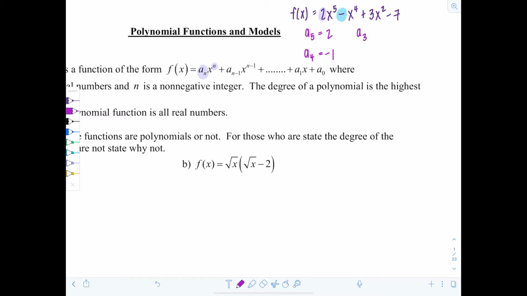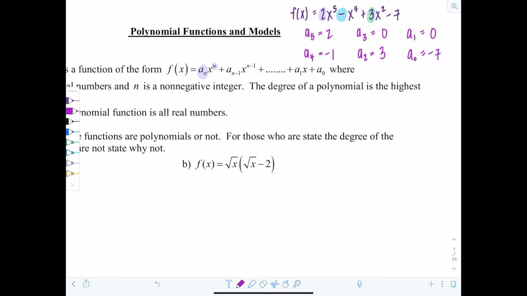What about a sub 3? Do you see an x cubed in this polynomial? I don't, so a sub 3 would be 0. A sub 2, that's the coefficient on x squared, which is a 3. A sub 1, there's no x to the first, so that would just be 0. And then a0 or a naught, your constant term, is negative 7.